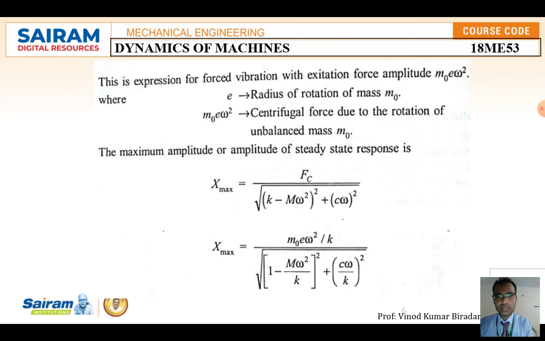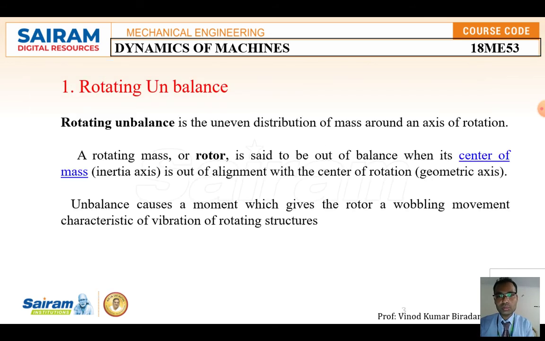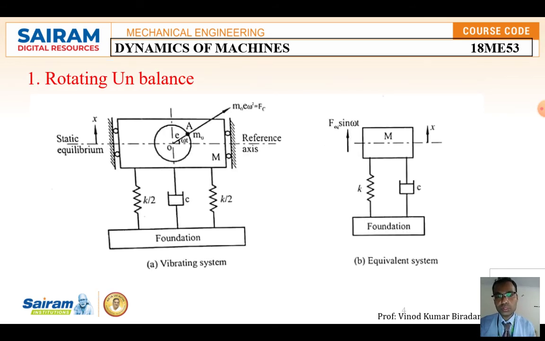I will repeat here, rotating unbalance is nothing but this: because of the rotating component present in the machine component, there is a chance of shifting the centroidal axis, that is, the center of the mass will be displaced to some position. Because of that, we produce an unbalance. This is a rotor, this is a spring, and this is the free body diagram of it.